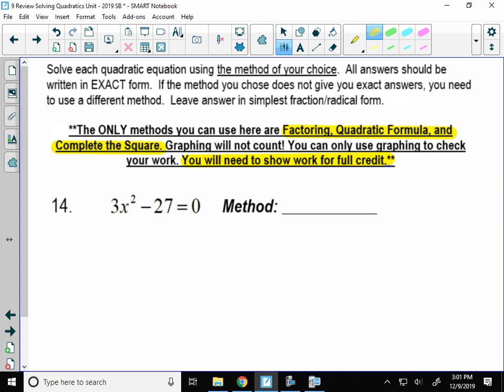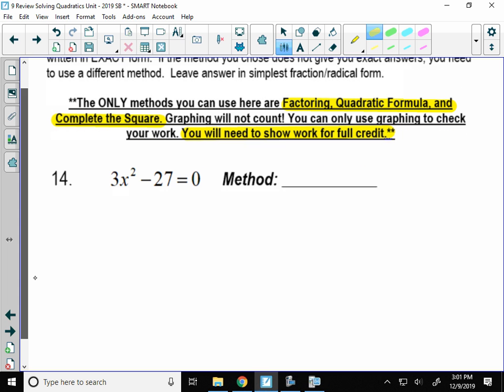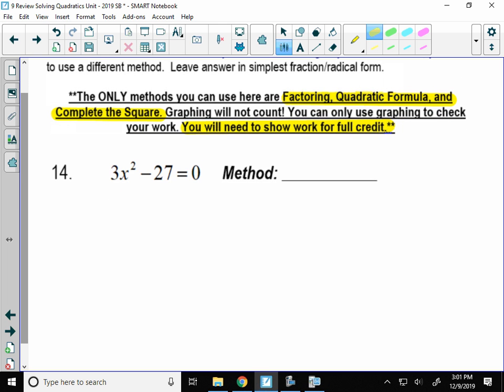Number 14, we have a quadratic, 3x squared minus 2x. Now there's only 2 terms here, so you are totally welcome and able to use the quadratic formula or complete the square. But if there's only 2 terms, generally you can factor, at least in the problems we're going to give you. However, you can use quadratic formula and complete the square.